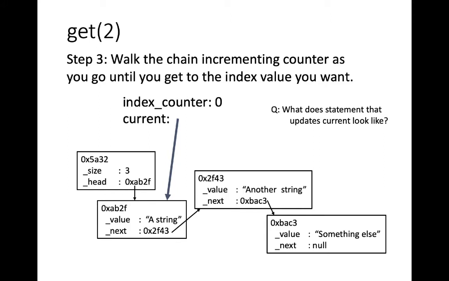Close, right? Current is assigned the value of head, not get next.